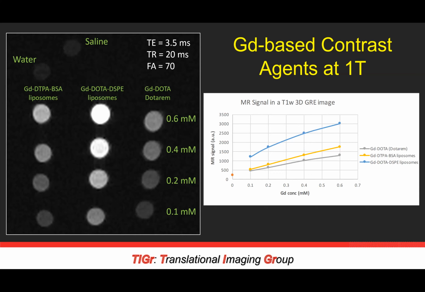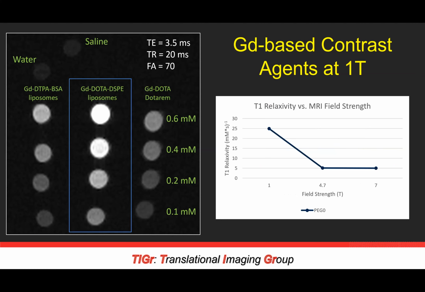You can see as well on the right with this chart, MRI signal in a T1 weighted 3D GRE image. You see that our DSP liposome, the formulation that you'll be seeing throughout this talk, has the highest signal intensity of the three preparations that we're showing on the slide. Additionally, when we think about the relaxivity and the performance of this agent at 1 Tesla, we can see that the relaxivity, which is the enhancement as a result of T1 changes in the MR environment, is much higher at a field strength of 1 Tesla as opposed to higher field strengths at 4.7 and 7.